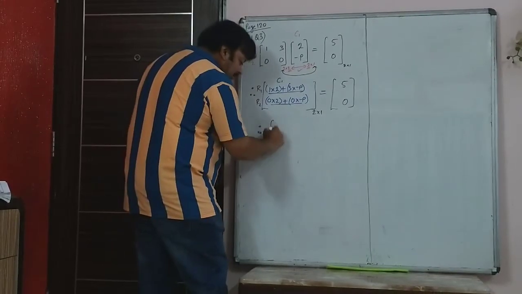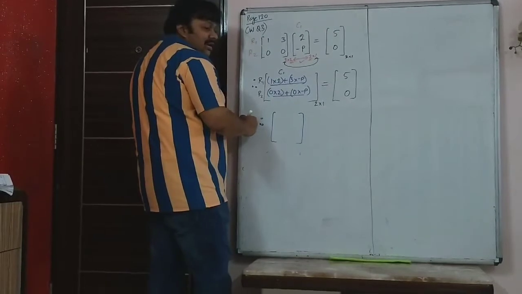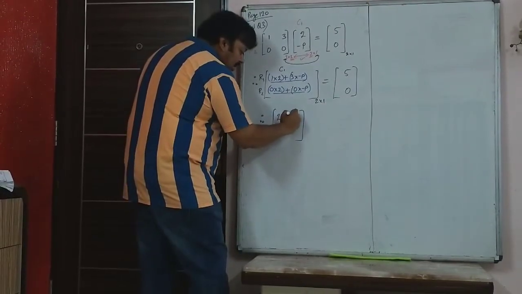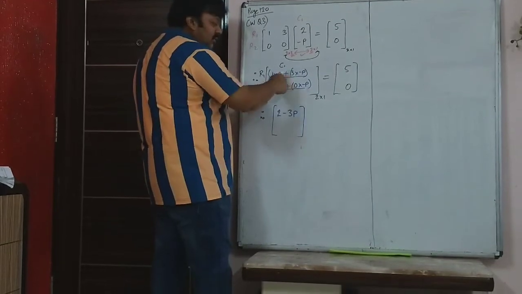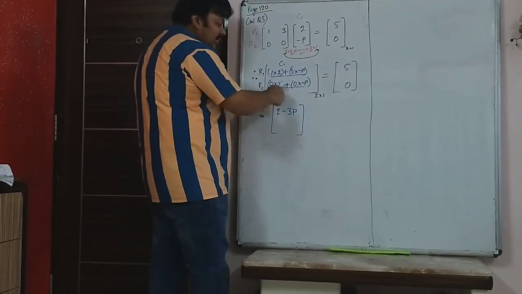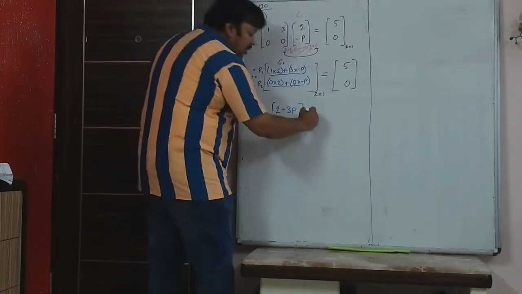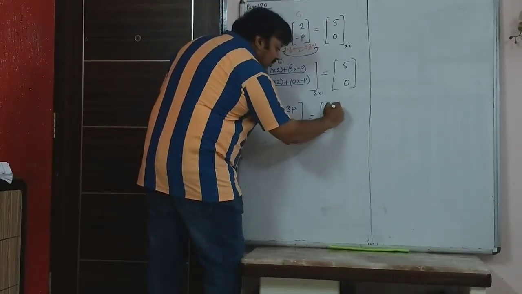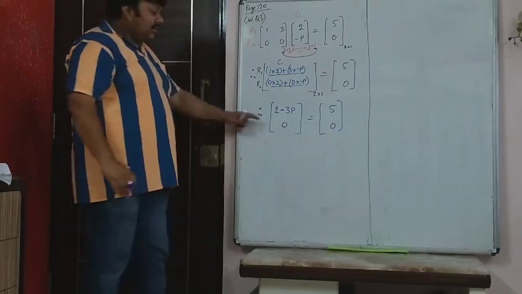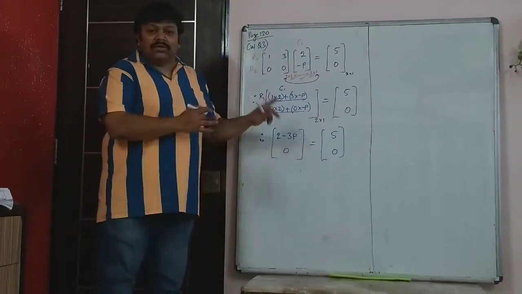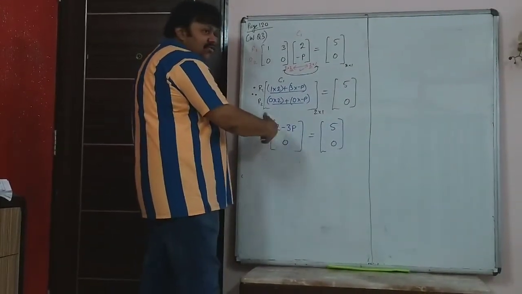So we get here 2 plus minus 3P. So 2 minus 3P. Plus of minus will be minus itself. So 2 minus 3P. And this is 0, 0 plus 0 is 0. And there it is 5, 0. So 0 and 0 is the same. It can't be here 10 and there 0. Then that means the sum is wrong. Both sides, the compared numbers should be the same.